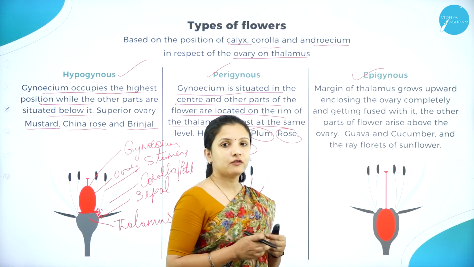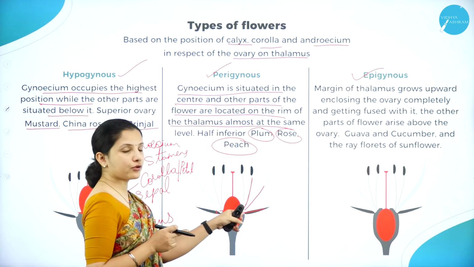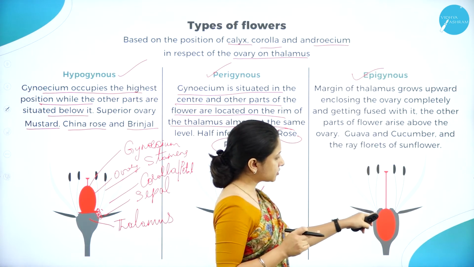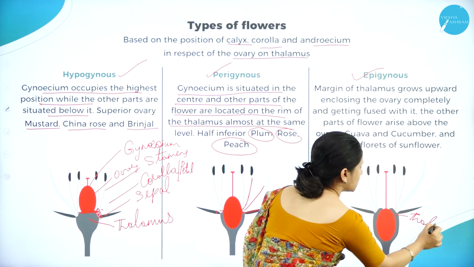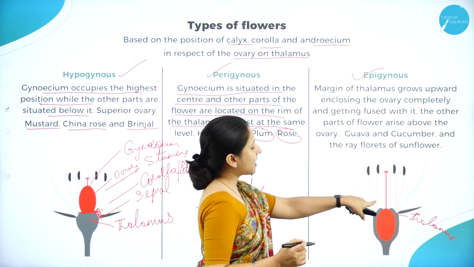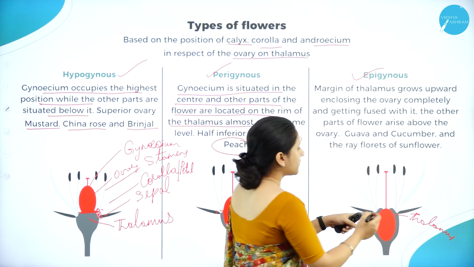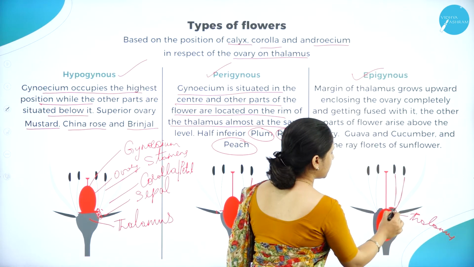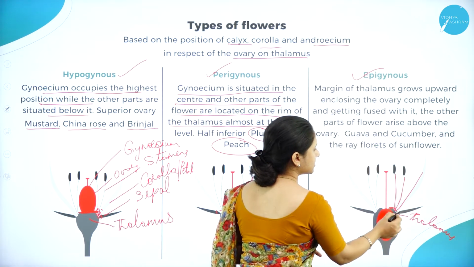Here, the margin of the thalamus grows upwards. Can you see here? Here, the margin of the thalamus grew up to the half of the ovary. Here, the margin of the thalamus grows upwards above the ovary. So, can you see here? This is the thalamus. So, the margin of the thalamus grows above the ovary and it completely engulfs or completely covers the ovary, and then from where the thalamus ends, the margin, there the other parts of the flower, that is the stamens, that is the androecium, then the petal and the sepal will arise.